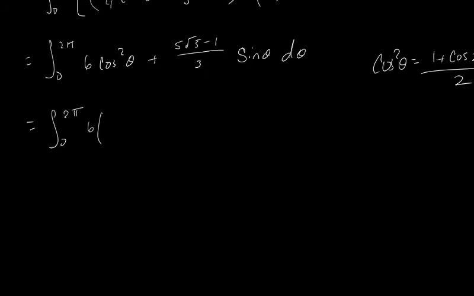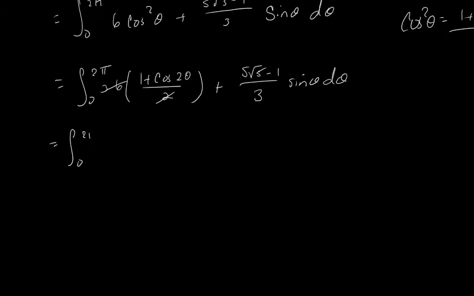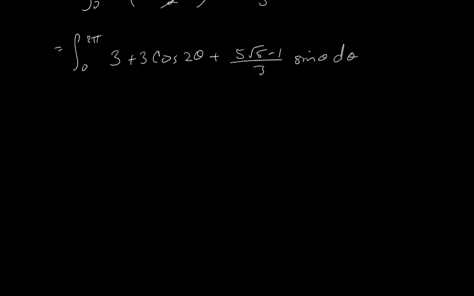So we've got 6 times 1 plus cosine of 2 theta over 2, plus 5 square root of 5 minus 1 over 3 sine of theta, d theta. All right, we get some cancellation. That becomes a 3. So this is the integral from 0 to 2 pi of 3 plus 3 cosine of 2 theta plus 5 root 5 minus 1 over 3 sine of theta, d theta. And so that's fairly easy to integrate. It's pretty straightforward.